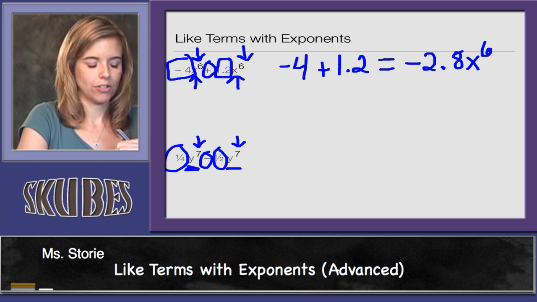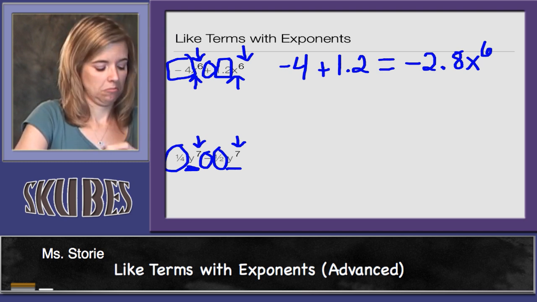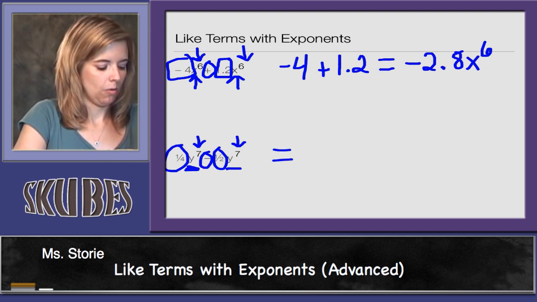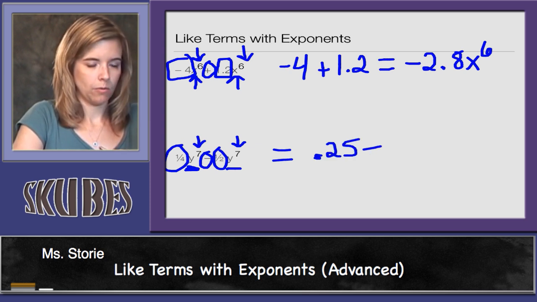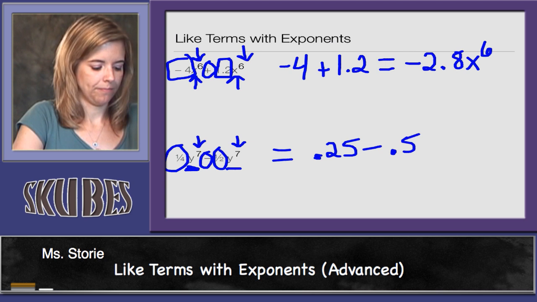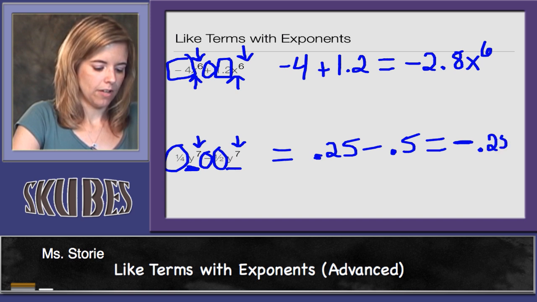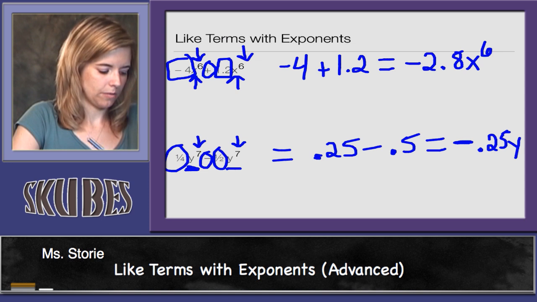I know everybody hates fractions, so if you can change those to decimals, go ahead and do it. In this case, you can. 1/4 is 0.25. It's a quarter. And you're subtracting 1/2, which is 0.5. That ends up being a negative number, and it's negative 0.25. And then just recopy your variable and your exponent.